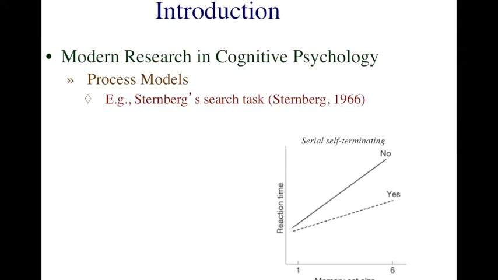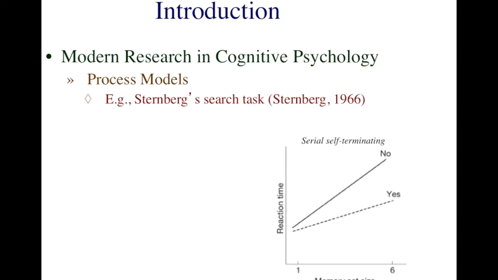Now, if you're doing a serial search, you will expect to have an effect of memory set size, because the more items that you have to search through, the longer it'll take you. But there's a further difference that we should also see between present and absent trials. If the target is not there, then you'll have to search every single item to make sure it's not there. But if the target is there, then on average, you'll only have to go halfway through before you find it.